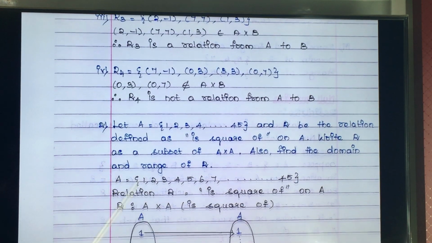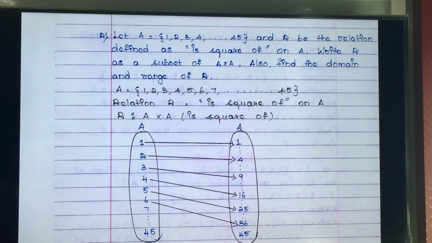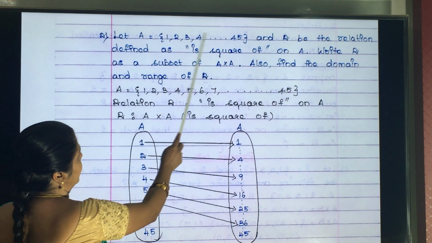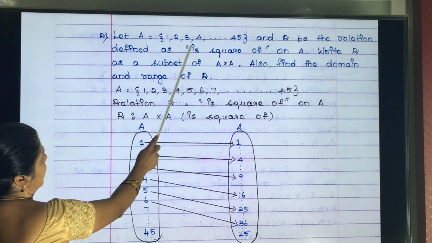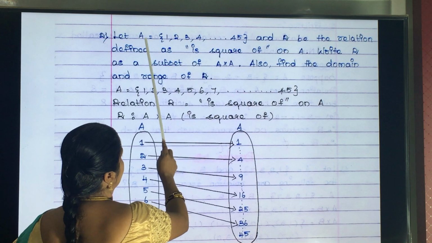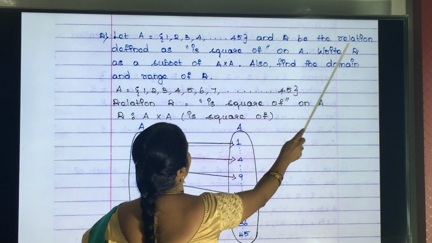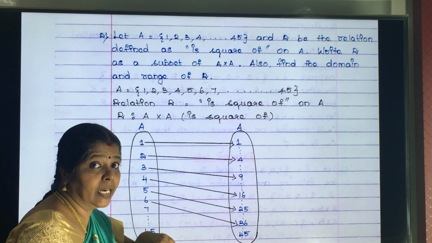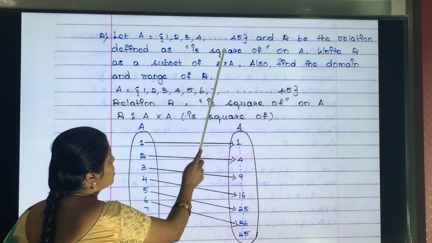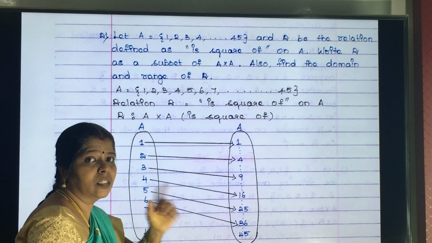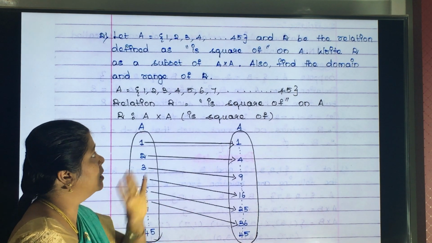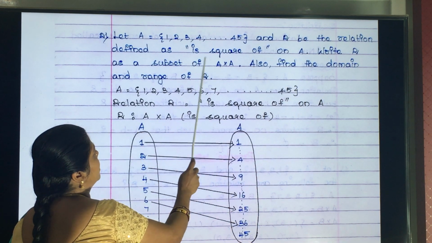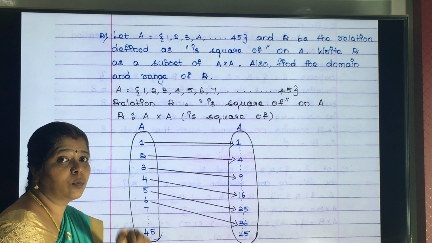Okay, now let us pass on to sum number 2. Let A = {1, 2, 3, ... up to 45}. This is set A, and R is the relation defined as, what is the rule to define the relation here? "Is square of." Please note, "is square of" is the relation on A. Write R as a subset of A cross A. What is the first question asked?